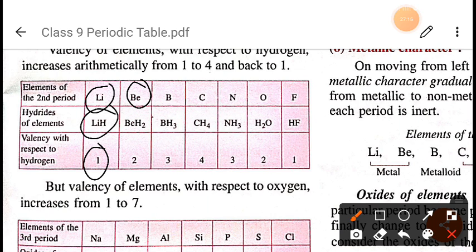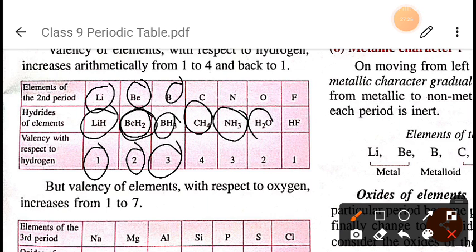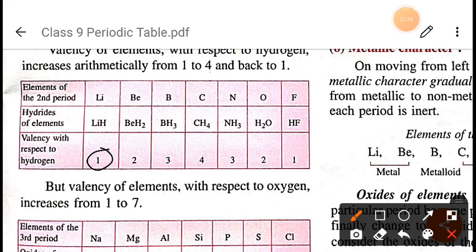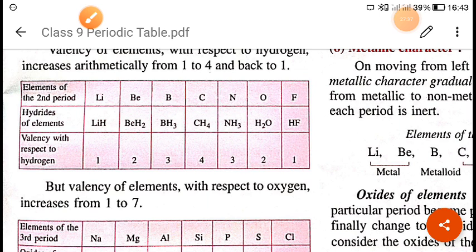Beryllium, when you talk about the valency of hydrides with respect to hydrogen, is 2. For boron it is 3, and for carbon it's 4. For nitrogen it is 3 again, for oxygen 2, and for fluorine 1, right? As you can see, the valency is first increasing from 1 to 3 and 4. After that it is decreasing to 3, 2, and 1, right?